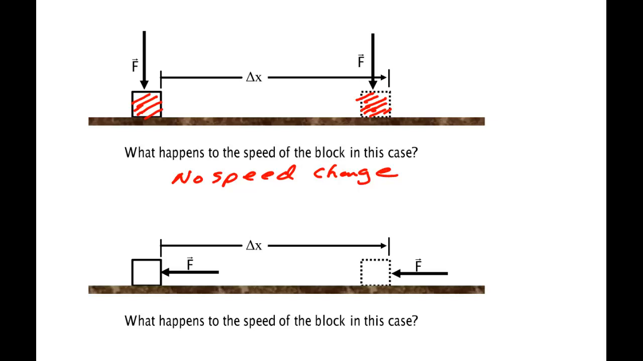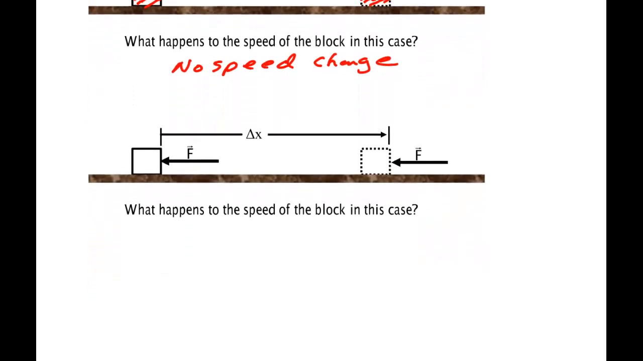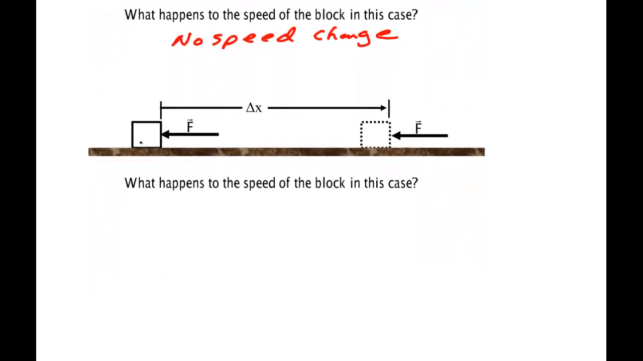And last example, you can have an object moving at you and you can push against that object. So as the object's trying to move across the room, you're opposing its motion by pushing the other way. What happens in this case? Well, what happens is it slows down.